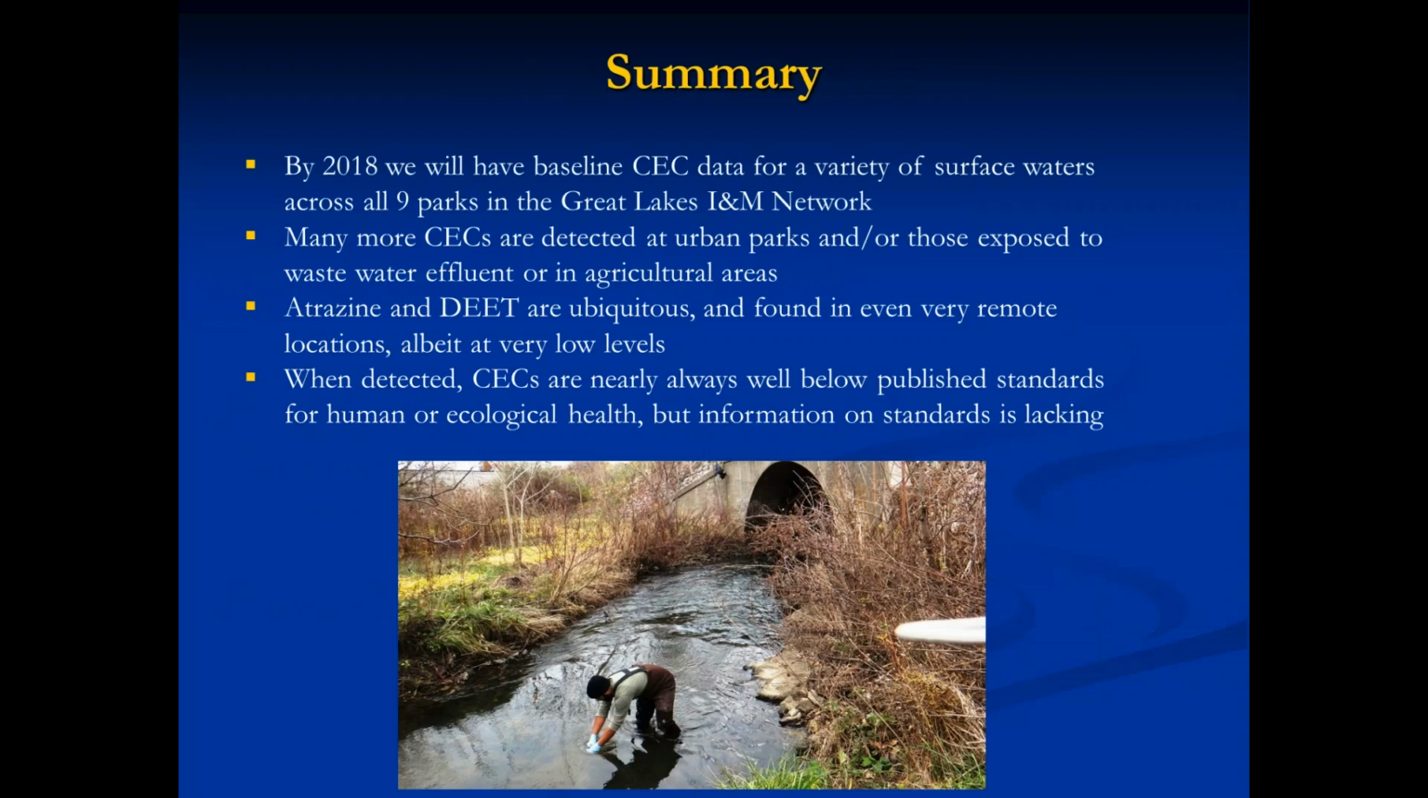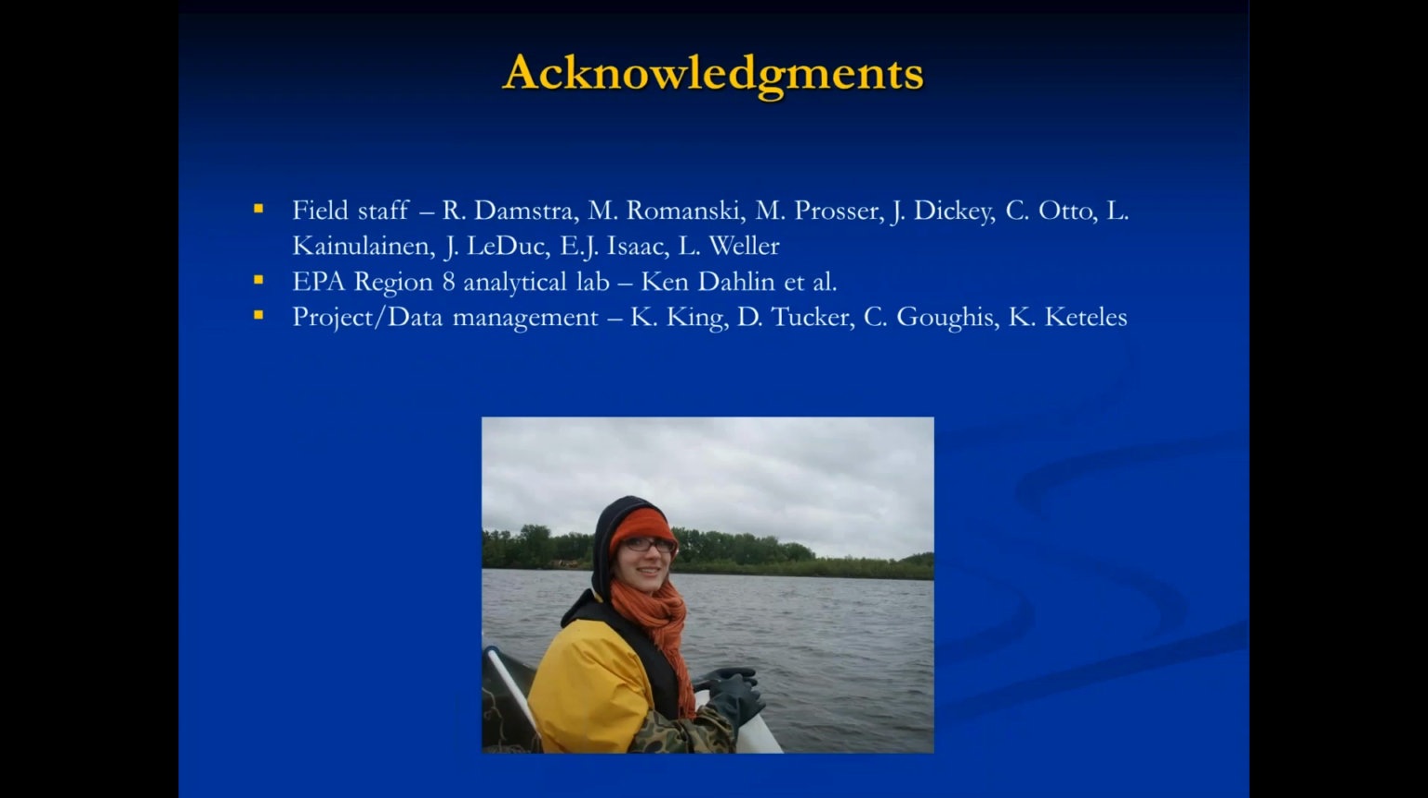So just to summarize, by 2018, we'll have baseline data for a variety of surface waters across all the 9 parks in the Great Lakes network. Many more chemicals are detected at urban parks and or those exposed to wastewater treatment plant effluent or those agricultural areas. Atrazine and DEET seem to be pretty ubiquitous, and they're found even in remote locations, even though they're at pretty low levels. When they're detected, the contaminants are nearly always well below published standards or reference values, but just know that information on those is lacking.